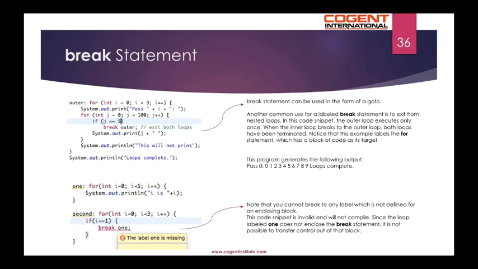In the second code snippet, we see an error that label 1 is missing. Now, why is that? Note that you cannot break to any label which is not defined for an enclosing block. So this code snippet is invalid and will not compile. Since the loop labeled 1 does not enclose the break statement, it is not possible to transfer control out of this block.